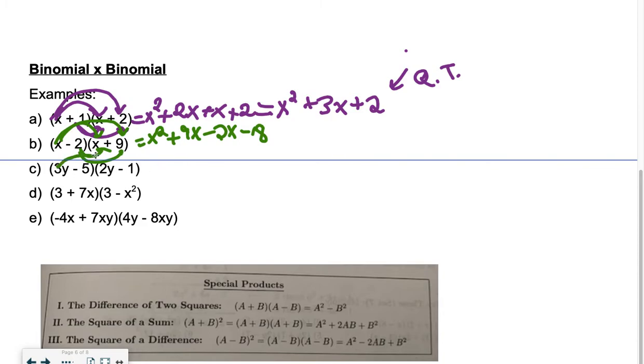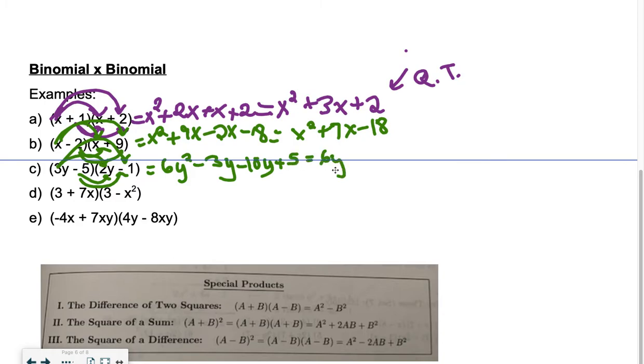Next example, so 3 times 2y, or 3y times 2y, is 6y squared. Oh, I'm sorry, I didn't simplify the last one. So this would be x squared plus 7x minus 18. 3y times 2y is 6y squared. 3y times negative 1 is negative 3y. Negative 5 times 2y is negative 10y. And negative 5 times negative 1 is positive 5. 6y squared minus 13y, middle terms combine, plus 5.